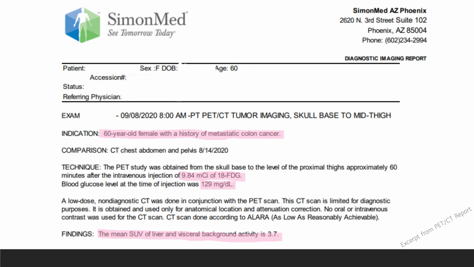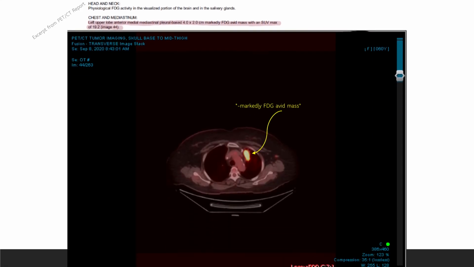The CT scan is limited for diagnostic purposes only, and it's mostly for anatomical location and attenuation correction. So no contrast was used for the CT scan. Oh, and to backtrack, another reason why it's very important to document everything correctly is that everything you input gets put in the patient's permanent medical record, and it is a pain to call IT in order to change things. It could take hours. That's what I'll say on that.